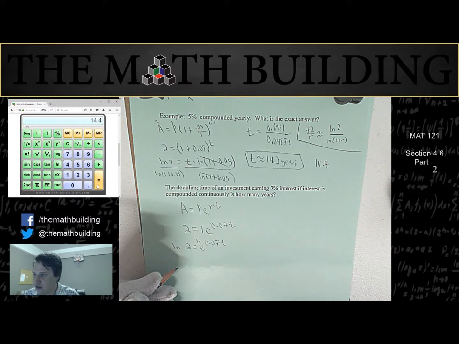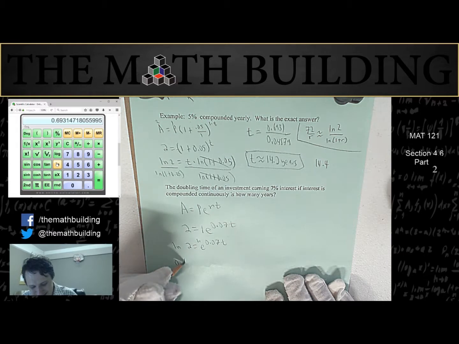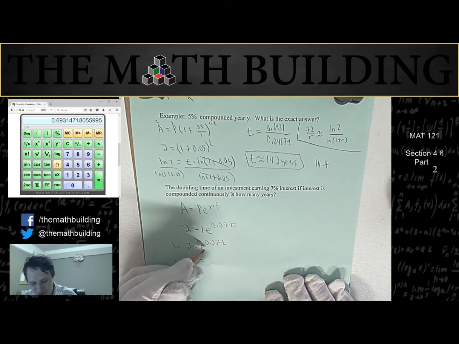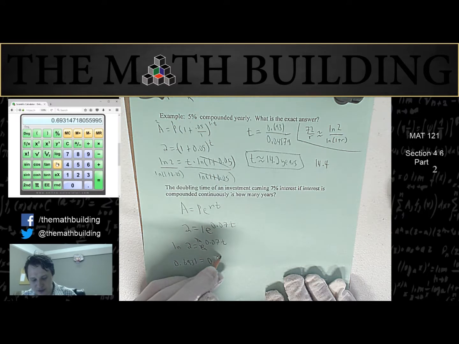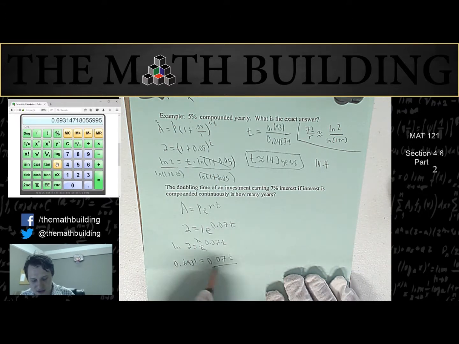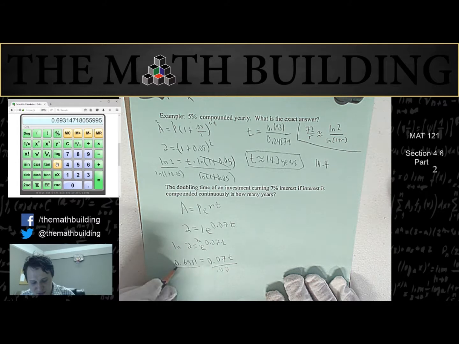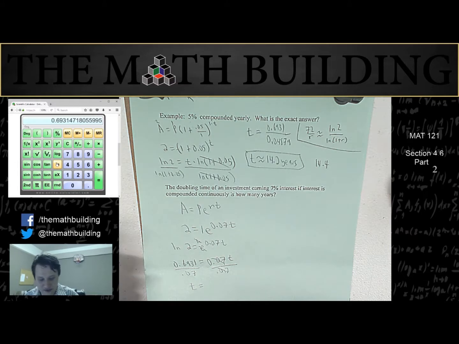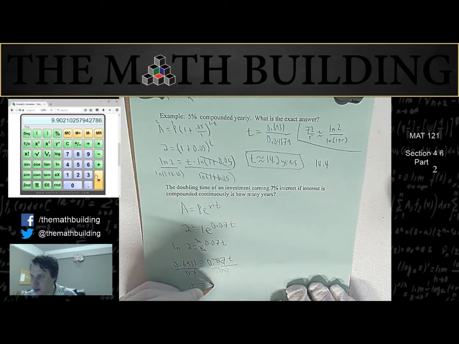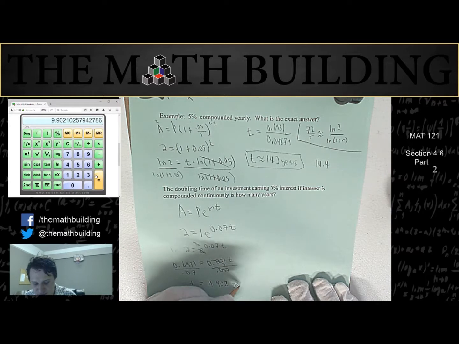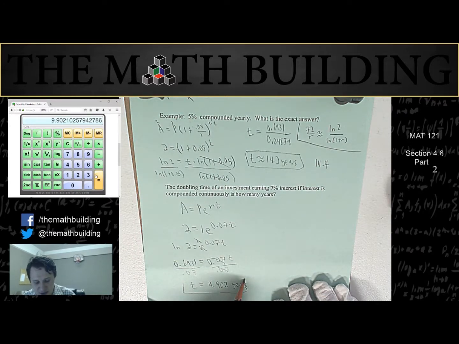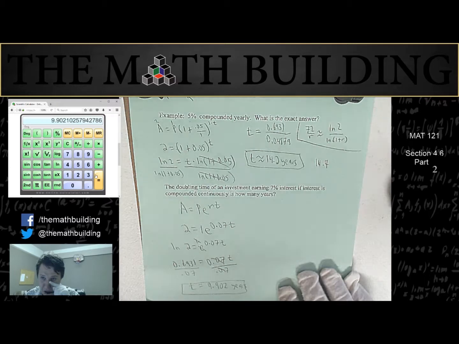You get, I've done this so many times I almost have it memorized, 0.6931. Natural log undoes e, 0.07t. Divide by 0.07. So that divided by 0.07 is approximately 9.902 years. So that is the doubling time, 9.902 years for this to double.